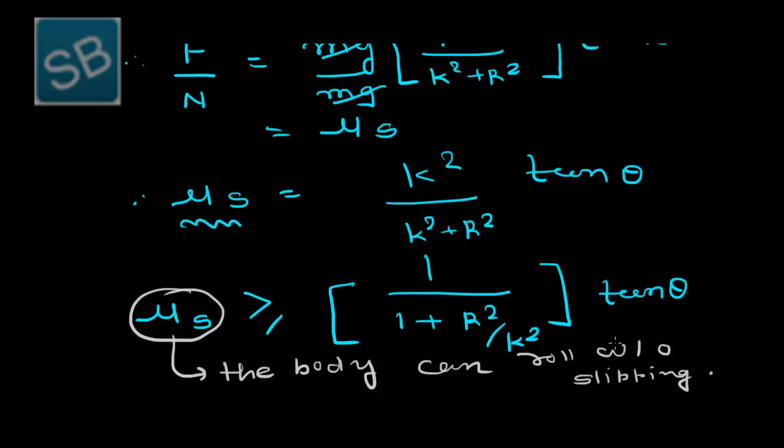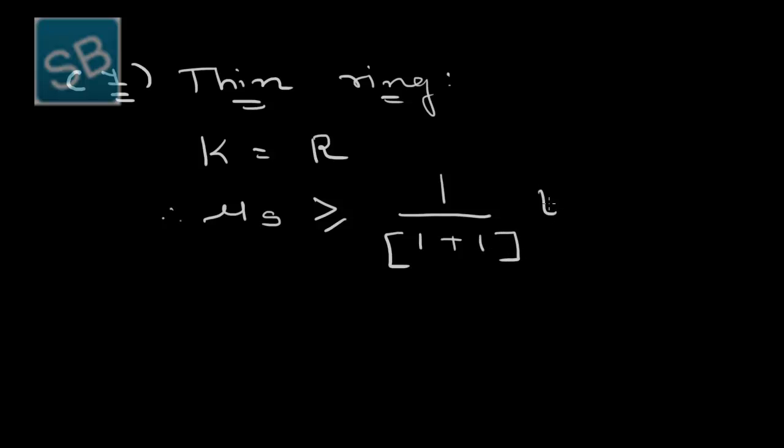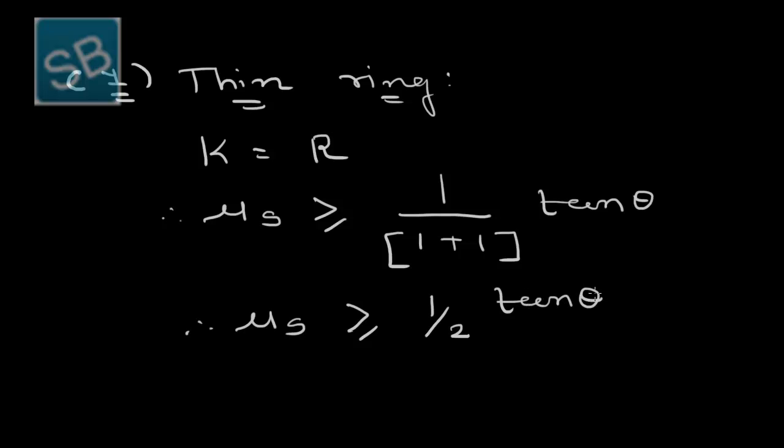And now we will see some special cases. So the first case is for a thin ring. In the case of a thin ring, the value of radius of gyration is equal to the simple radius r, and therefore the condition is mu s greater than or equal to 1 upon 1 plus r and k are equal, so it will be 1 upon 1 plus 1, into tan theta. Therefore mu s is greater than or equal to 1 by 2 tan theta.